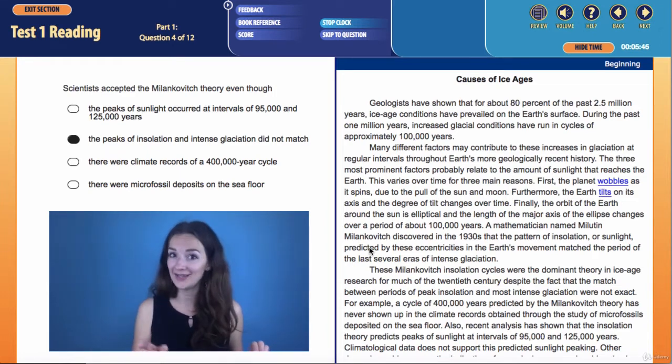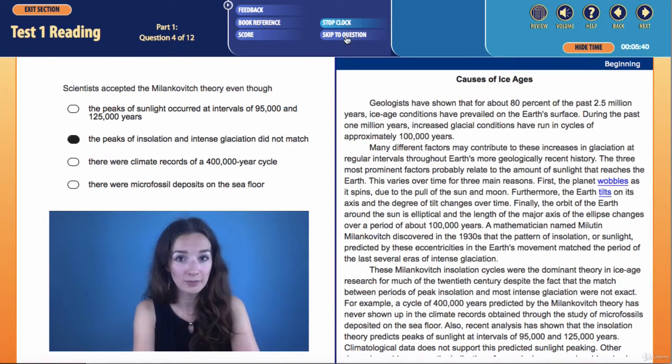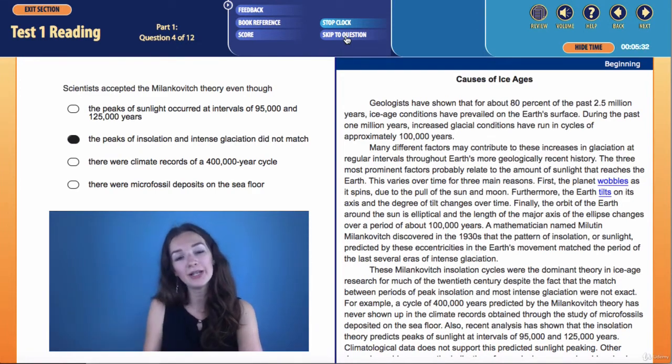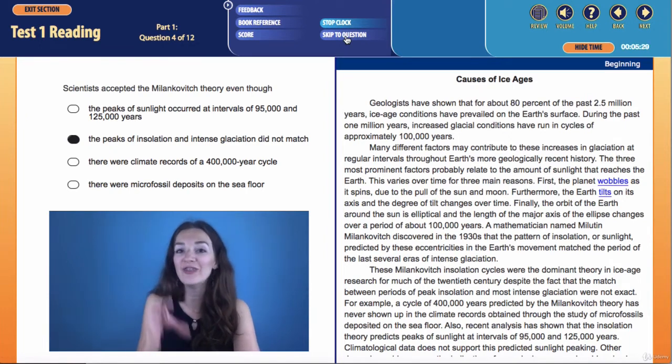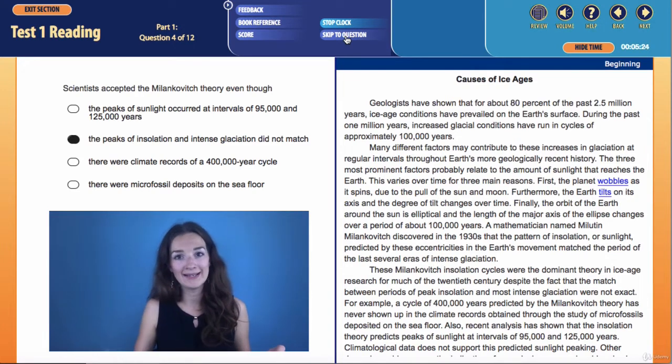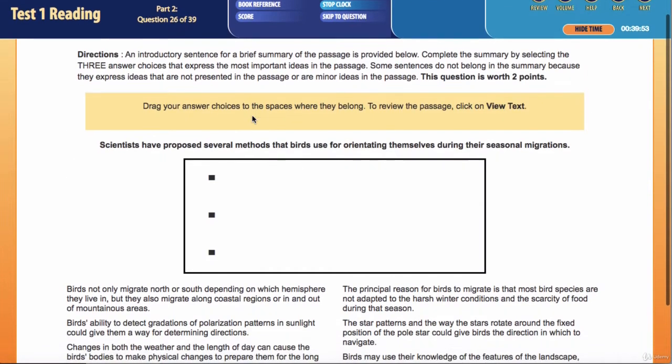And also another advantage of using this specific trick is that some of the questions are more difficult. They are worth more points and they specifically ask you about the summary, so the main idea, the topic sentence, the thesis statement, and they ask you in this question to choose only the main ideas and not the details. So let me show you this question. This is how this question looks. You see that this question is worth 2 points, and we have this bold statement here: Scientists have proposed several methods that birds use for orientating themselves during their seasonal migration.